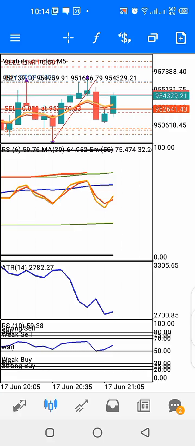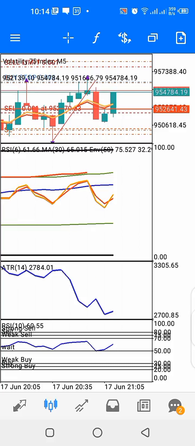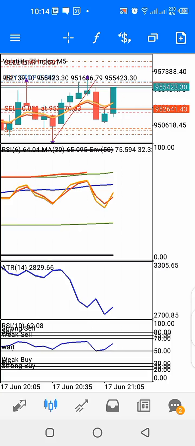The sell limit in this case is at our resistance zone. Our resistance zone is at the 8,000 level. In this case, we have 958,000 as our resistance zone. Then the support, we have a buy limit at the support, which is our 8,000 level below, which is 948,000. The next support will be 938,000. Then the next support again will be 928,000 before we now have 918,000.